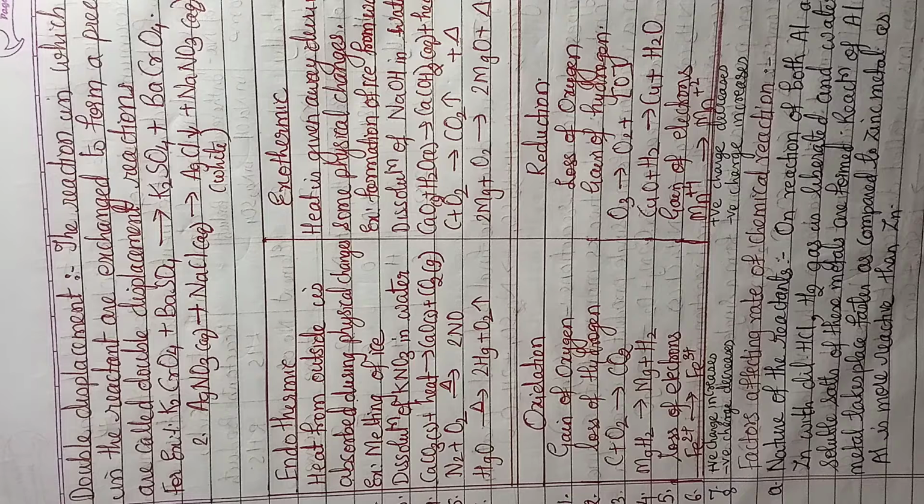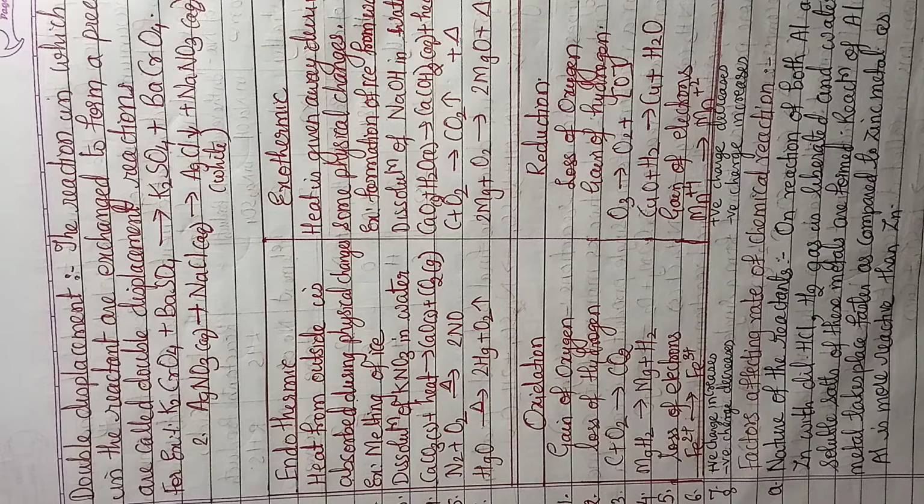Now, factors affecting the rate of chemical reaction. There are certain factors which affect the rate of chemical reaction, which we are going to study one by one. Among them, the first one is nature. Nature implies here reactivity. If the reactivity of the substance is high, the rate of reaction will be faster.